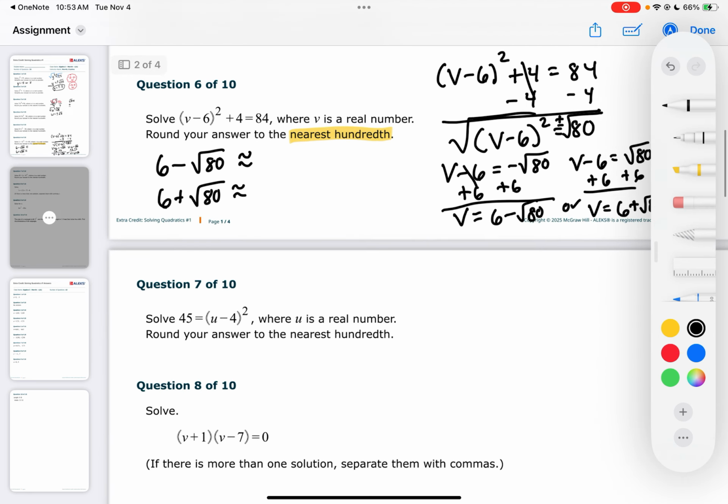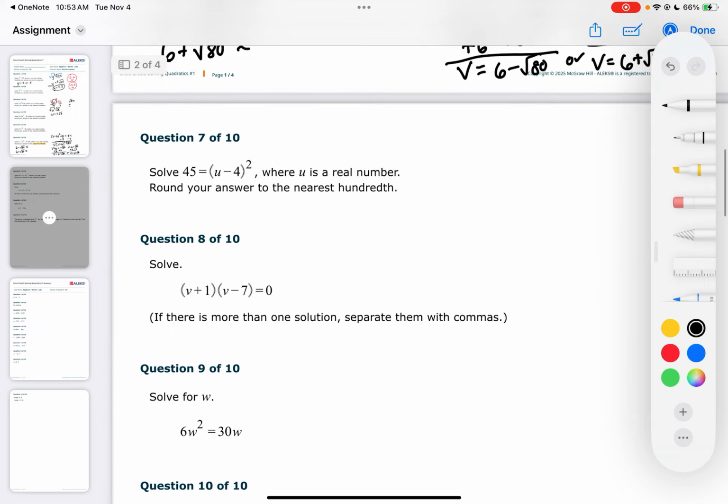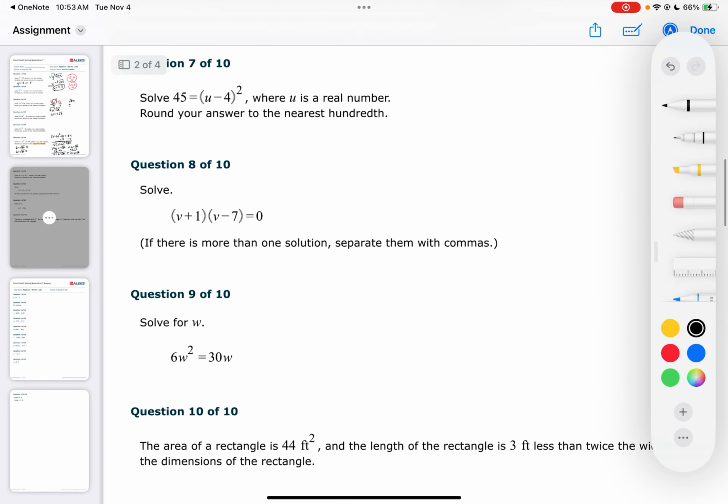Okay, and the rest of them are pretty much the same. I did give you some review here, so you can decide on what the solutions are. So if it's already factored, you're just finding the zeros. So v is going to equal -1 in this case, or v equals 7. So those are pretty easy.